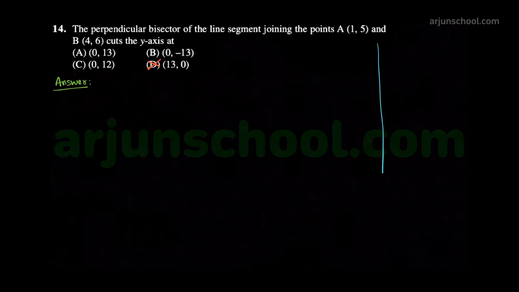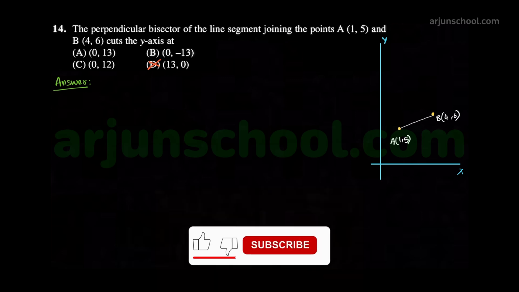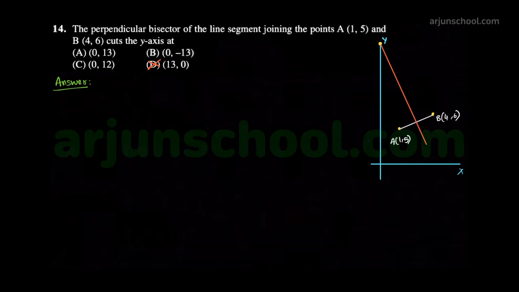Let us draw the points on a graph, x axis, y axis, and then we have the point A (1, 5), point B (4, 6). Join these 2 points and draw a perpendicular bisector, a line that is perpendicular to AB and passing through the midpoint of AB. This perpendicular bisector cuts the y-axis at a point.